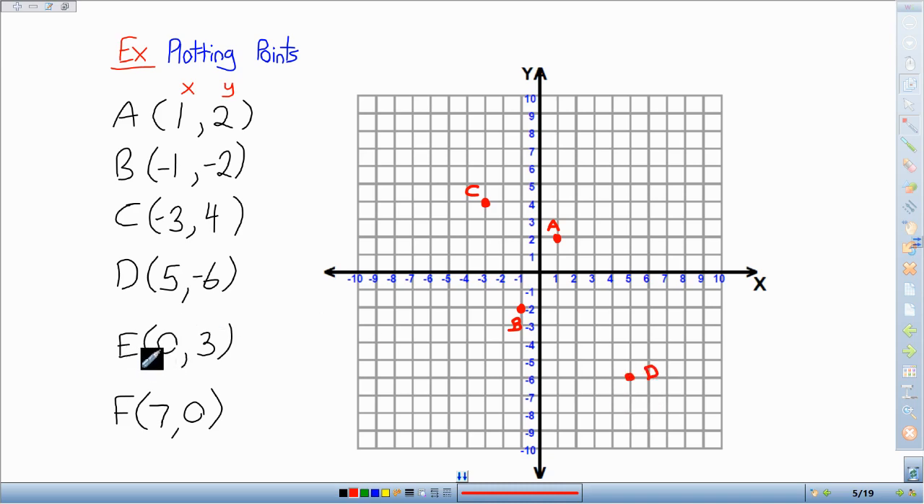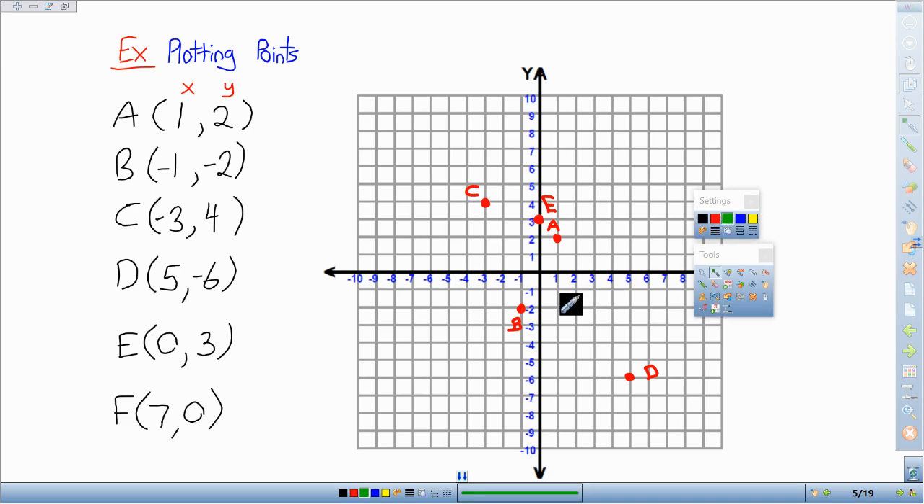Okay, these last two, where they have zeros for our x and y value, it's really easy to get these messed up. So be very careful. If I have a point at 0, 3, that means I'm going 0 on the x-axis. That means I'm not going left or right. I'm staying right there. And then 3 on the y would bring me up to positive 3. So this point right here would be E.